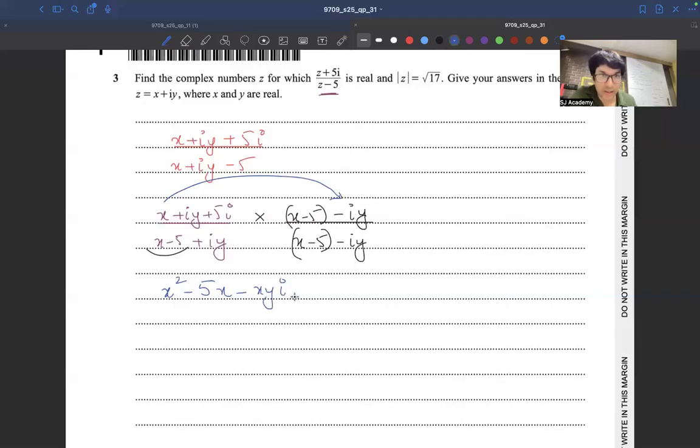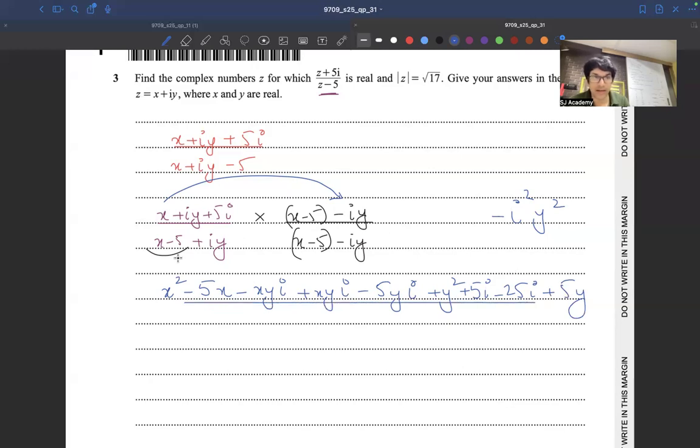Then iy into x will become plus ixy. iy into −5 will be −5iy. And then iy into −iy will become −i²y², and i² is −1, so that will become plus y squared. And then finally multiplying 5i by x, we'll get 5ix, minus 25i, and then −5i² y, so that will become plus 5y.